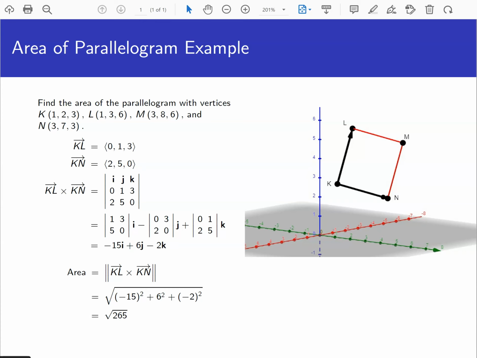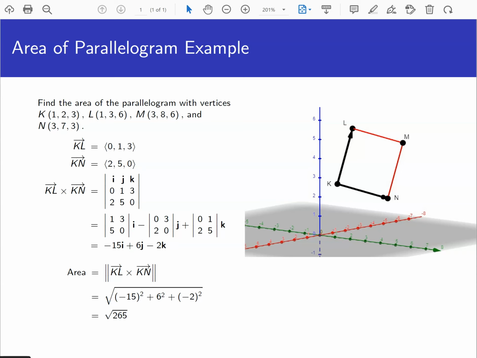In this video, we're going to find the area of a parallelogram determined by two vectors. We're told that the points K(1, 2, 3), L(1, 3, 6), M(3, 8, 6), and N(3, 7, 3) form a parallelogram, and we're asked to find the area of that parallelogram. The first thing we're going to do is find two vectors that will determine that parallelogram.